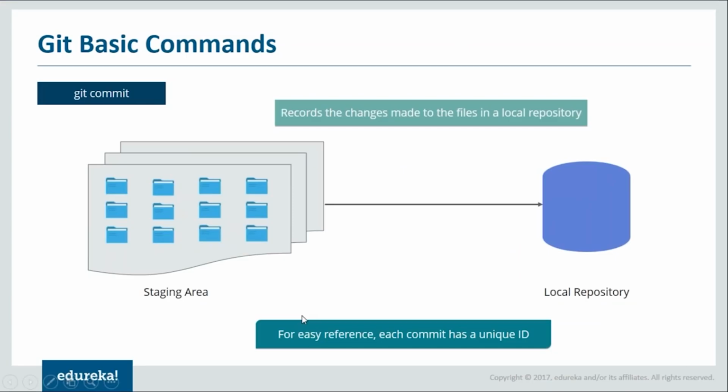Now we are going to see the git commit command. So git commit basically records the changes made to the files in a local repository. So you have all the modified files in the staging area. When you make a commit, it'll basically record the changes that you have made to the files in that local repository. And for easy reference, each commit has a unique ID. And it is a good practice to always give a commit message, right? So that helps you in understanding what change was done in this particular commit, right?